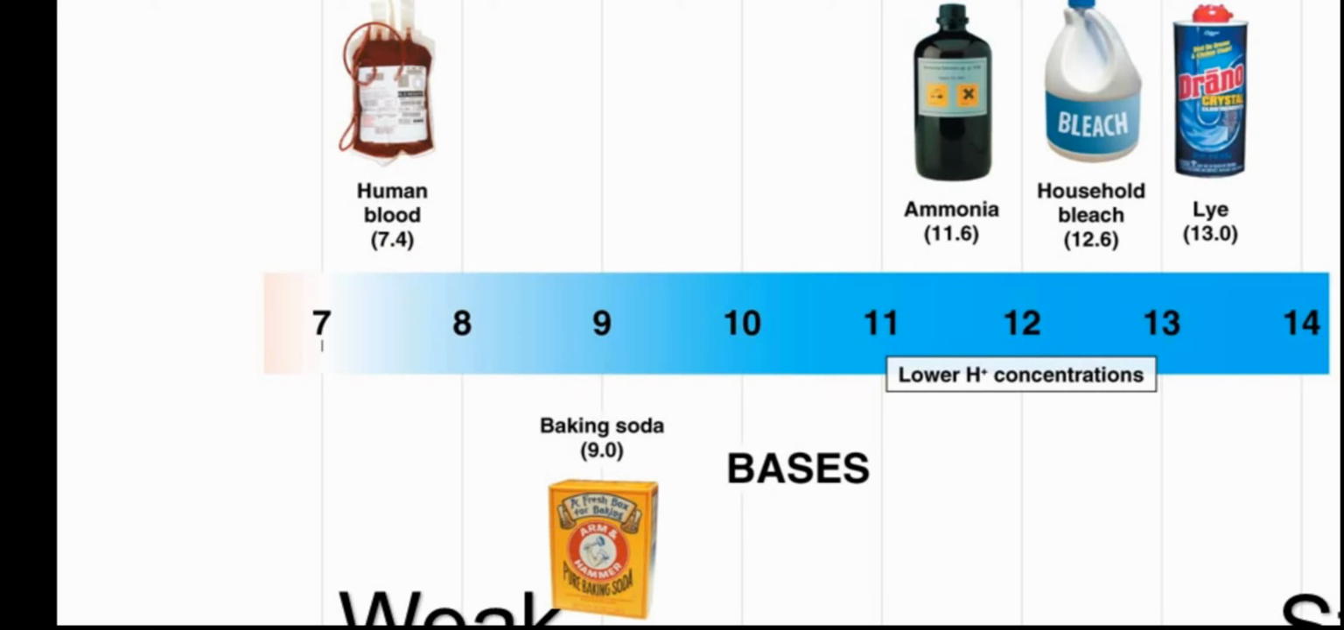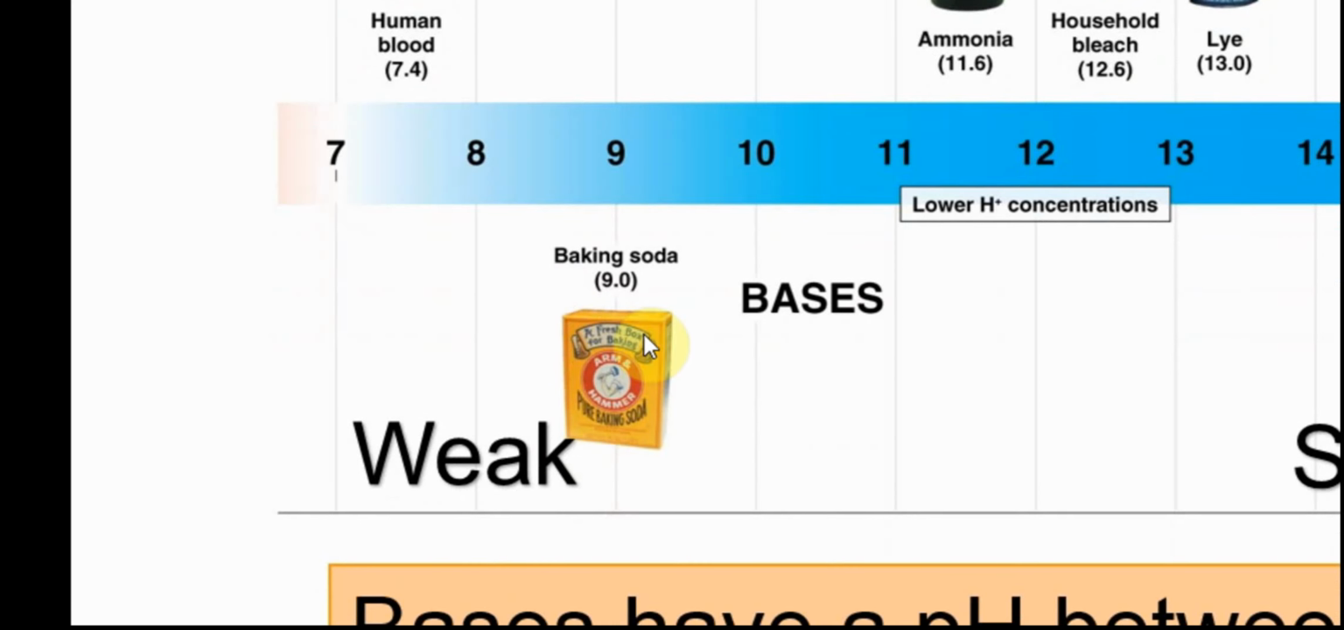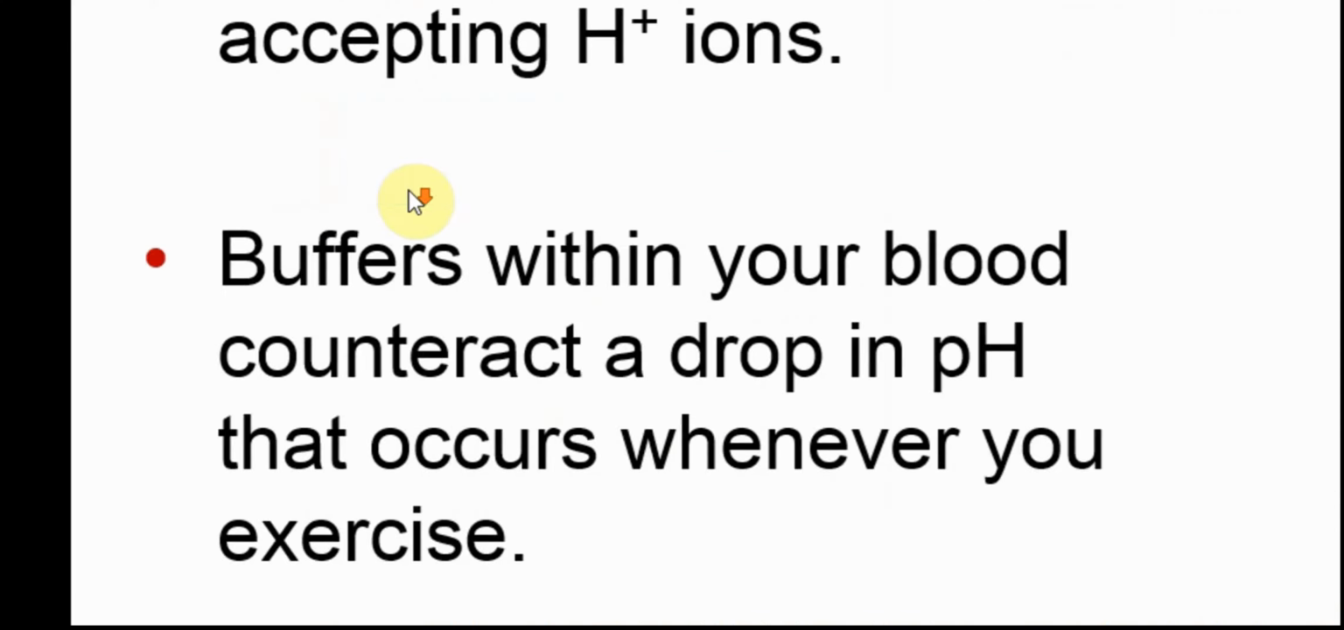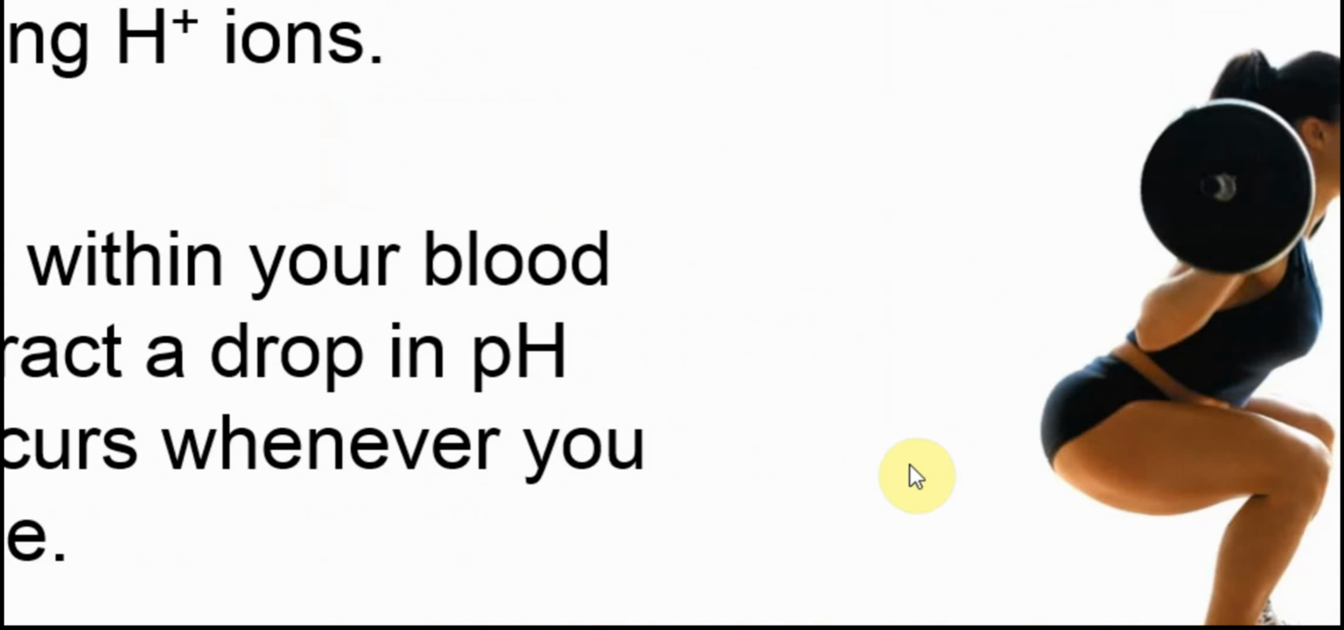Would you believe that one of the buffers that your body uses is good old baking soda? It helps keep the pH of your blood slightly above 7 so that you don't pass out from too much carbon dioxide forming carbonic acid in your tissues when you're doing intense things like exercise.